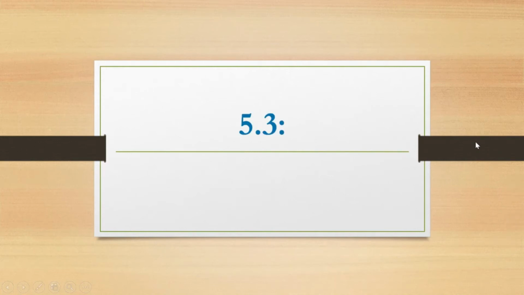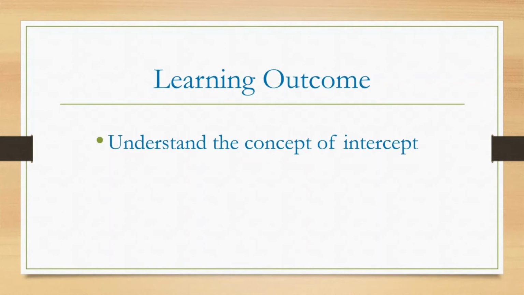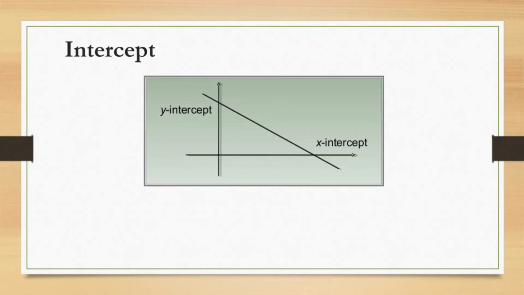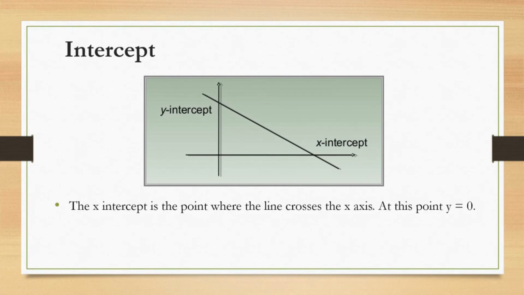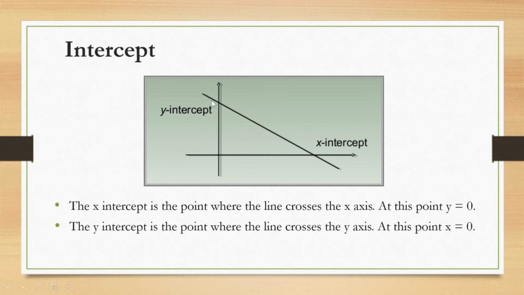Okay, so now we are going to learn the next subtopic, which is intercept. The learning outcome is to understand the concept of intercept. There are two intercepts, the x-intercept and the y-intercept. The x-intercept is the point where the line crosses the x-axis. At this point, y will equal 0. The y-intercept is the point where the line crosses the y-axis. At this point, x will equal 0.